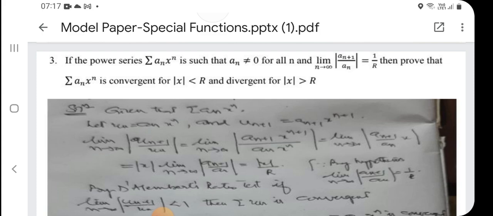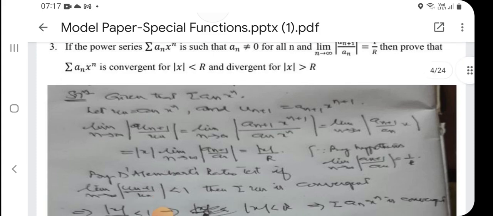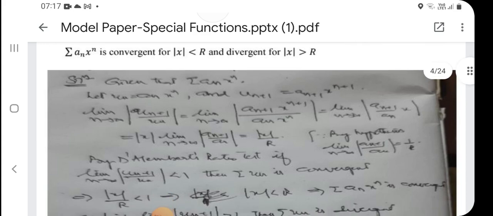Given the summation an into x power n, let un be an into x power n. We are going to consider the power series, and here un plus 1, the n plus 1th term, will be an plus 1 into x to the power of n plus 1.